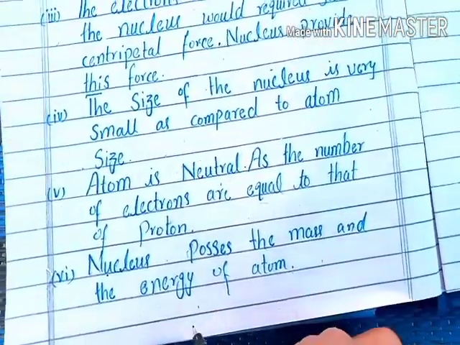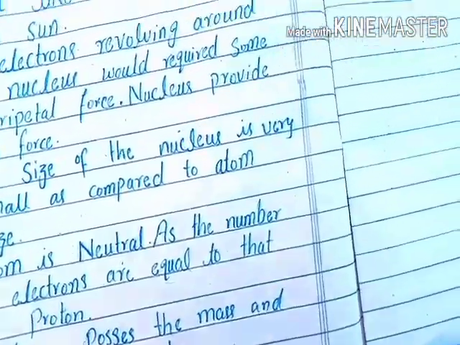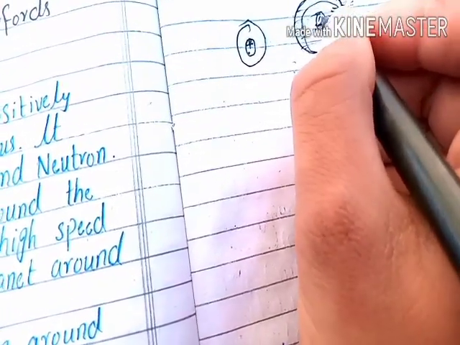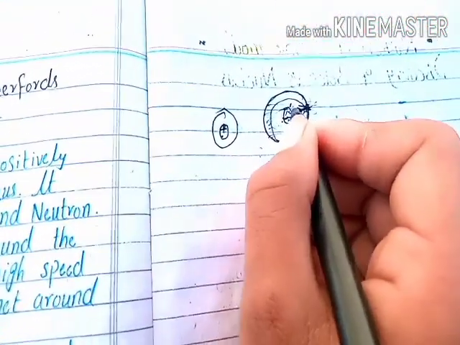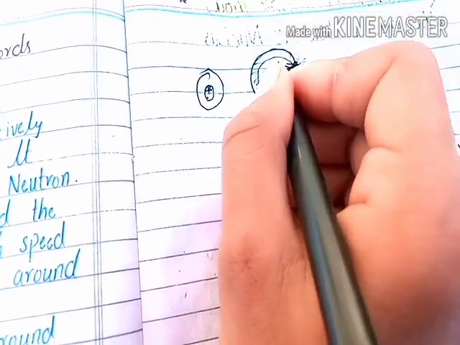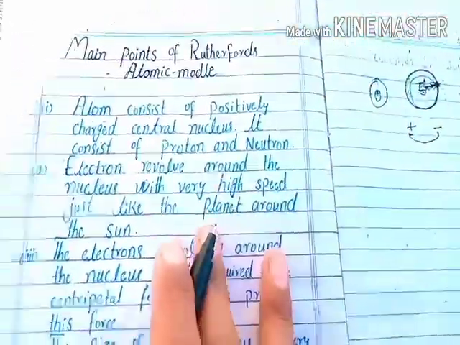The nucleus possesses the mass and the energy of the atom. He said that this nucleus contains the whole mass of the atom because the heavy particles, proton and neutron, are present in it, and also most of the energy is from the nucleus of the atom.